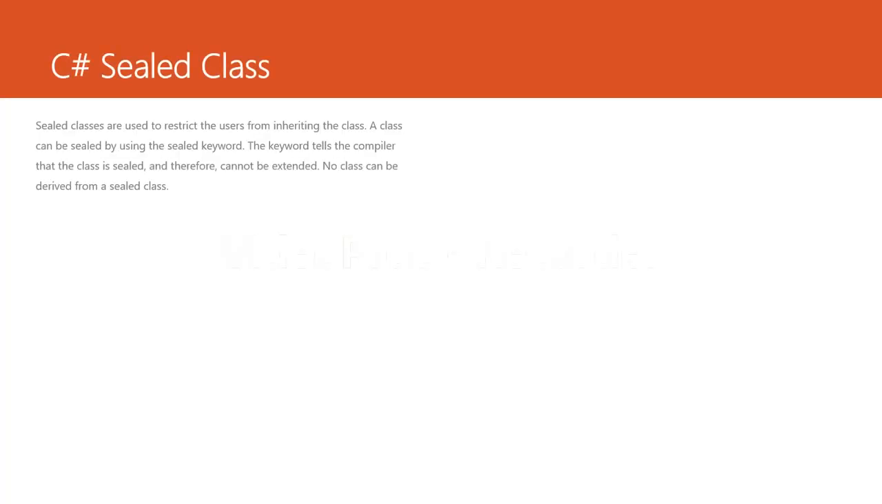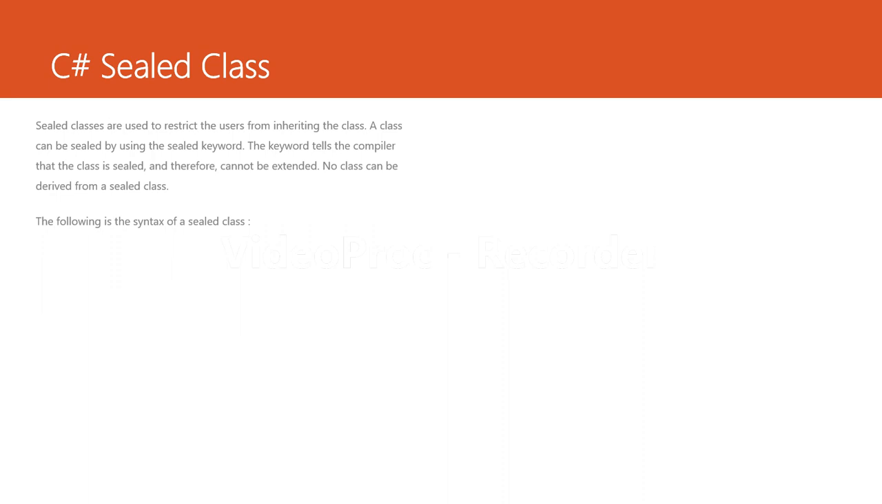Sealed classes are used to restrict the users from inheriting the class. A class can be sealed by using the sealed keyword. The keyword tells the compiler that the class is sealed, and therefore, cannot be extended. No class can be derived from a sealed class.